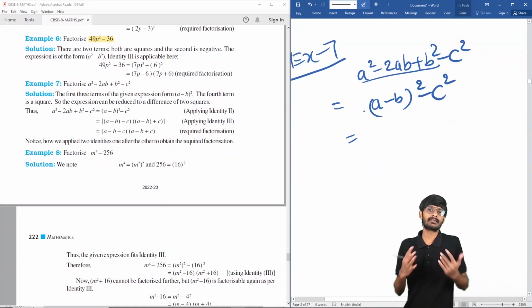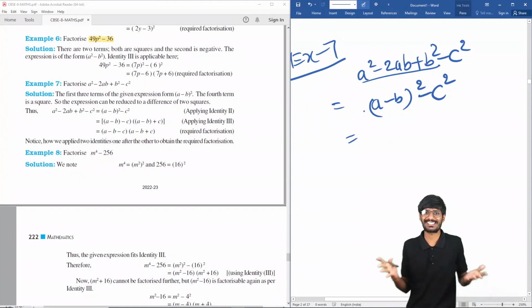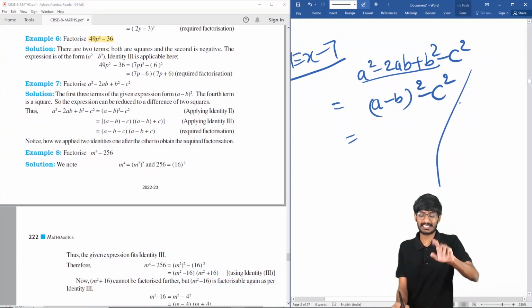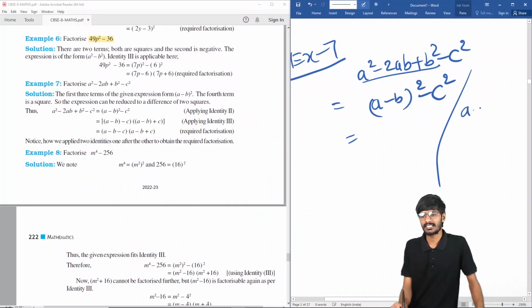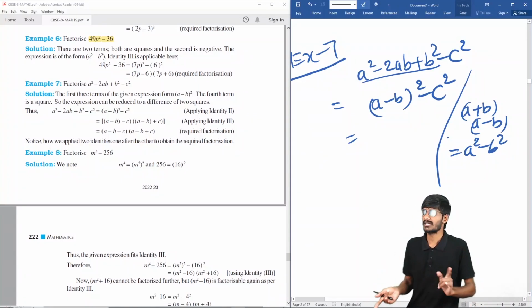So further, there is another identity which can be fitted here. What is that, students? We know the 3 identities, and what is the third identity? That is a plus b into a minus b, which is what, students? It is a square minus b square. So if you see anything square minus anything square, just recall that a plus b into a minus b identity.